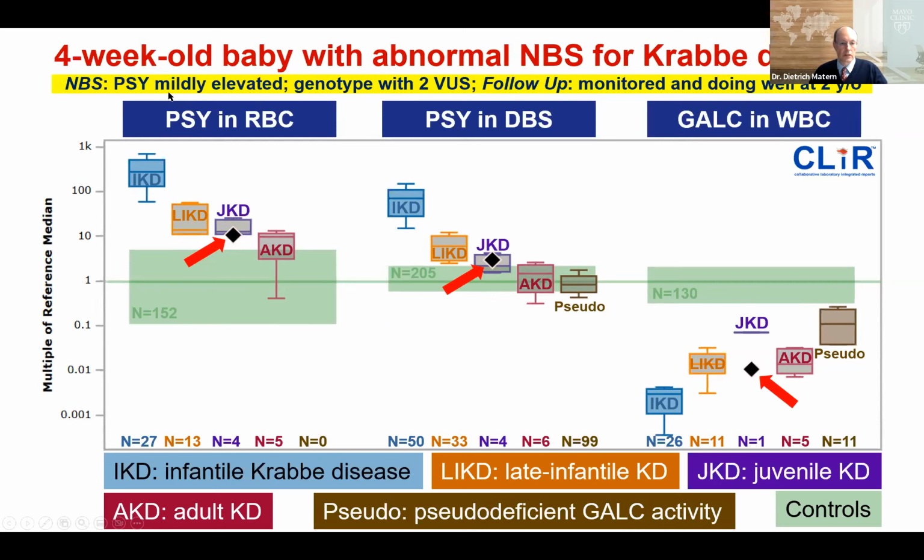This is a baby where the psychosine was mildly elevated in the newborn screen, had a genotype with 2 variants of uncertain significance. And this baby is monitored. The psychosine levels, again, in red blood cells are also kind of in the zone where it could be maybe late infantile, but also juvenile or adult. In blood spots, a little bit helpful. And the enzyme activity is also kind of in that range where you wouldn't tell the family everything is fine. But since the baby was asymptomatic and these levels are not clear, you need to monitor.